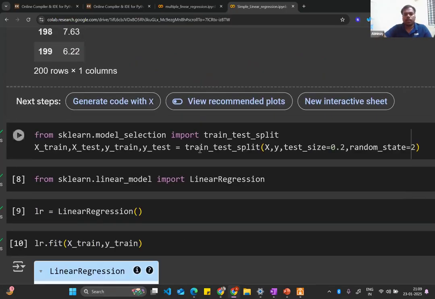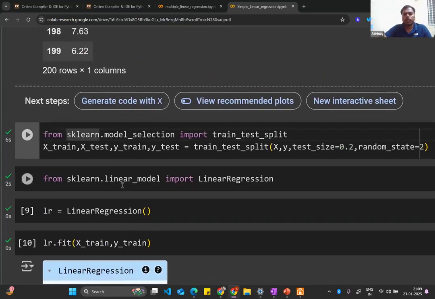After that, from sklearn we will again import linear_model, and this is our linear regression model.